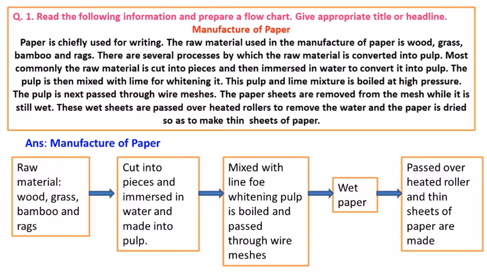Then the third one is mixed with lime for whitening. Pulp is boiled and passed through wire meshes. And the next one is wet paper, and the last process is passed through a heated roller and thin sheets of paper are made. In this way you can make a flow chart with the help of the given information or given paragraph. So this first example was of a flow chart.